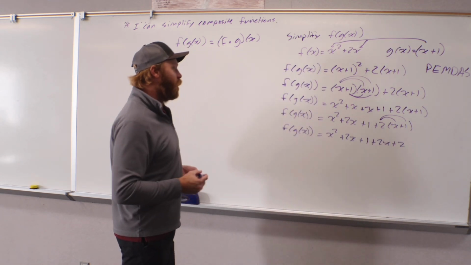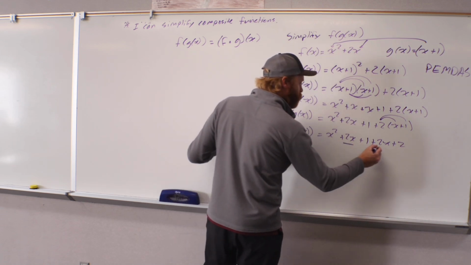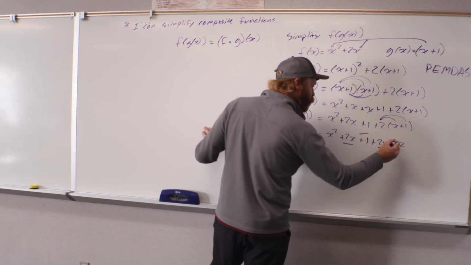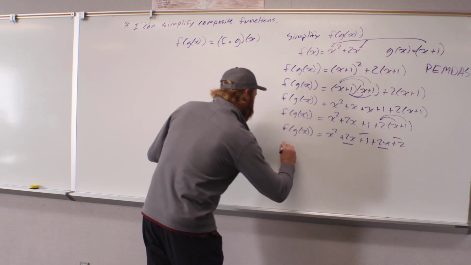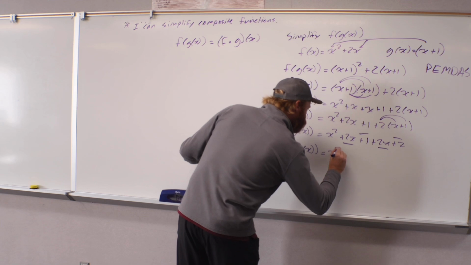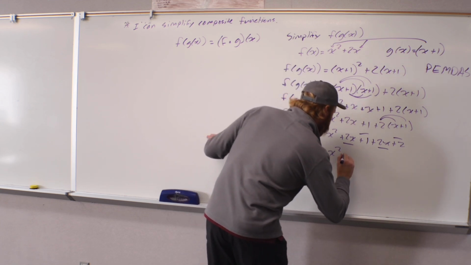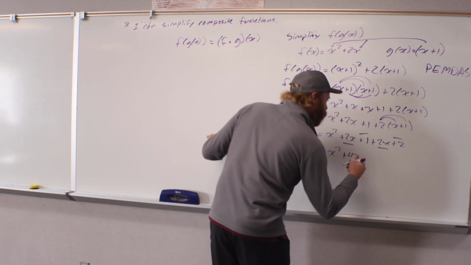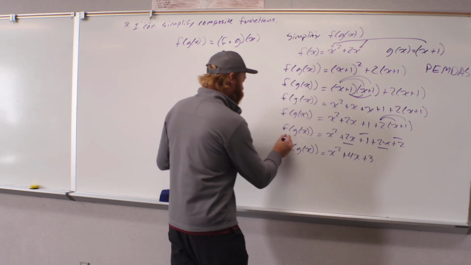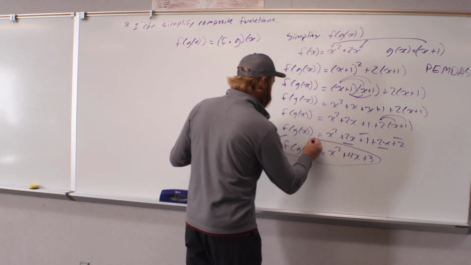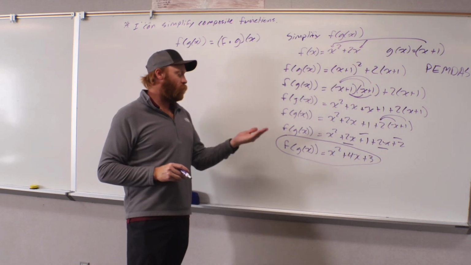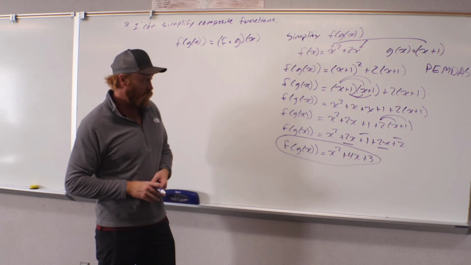We're going to simplify. We have 2x, we have plus 1 and plus 2. So we're going to get f of g of x is going to equal x squared. 2x plus 2x is going to be 4x. 1 plus 2 is going to be 3. Okay, this would be our simplified expression. So f of g of x would equal x squared plus 4x plus 3.